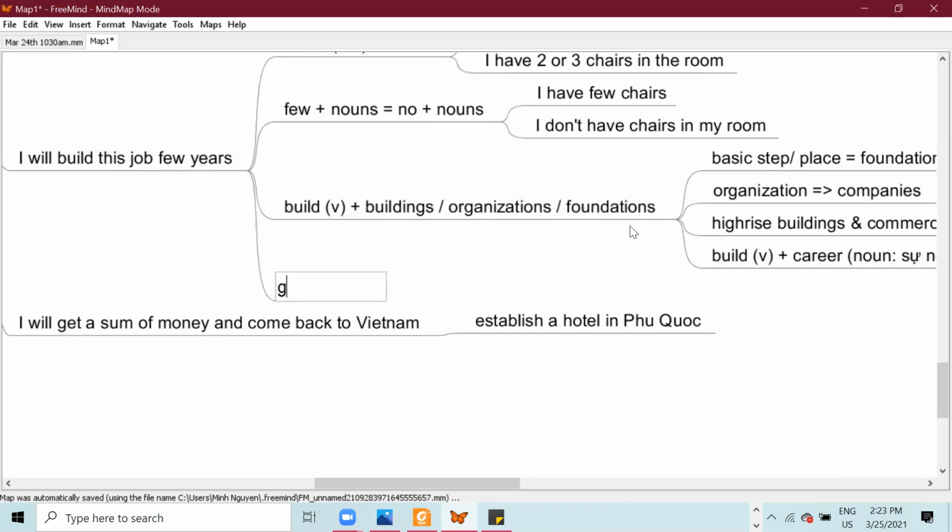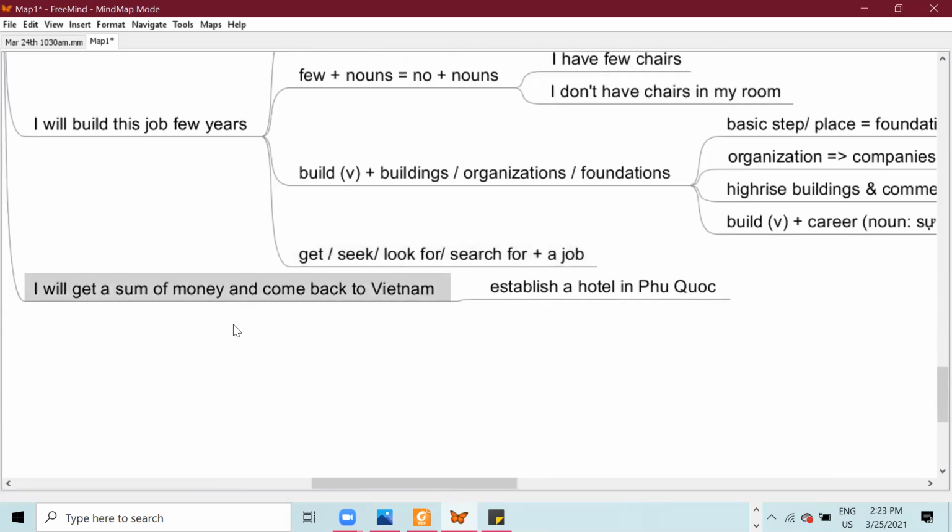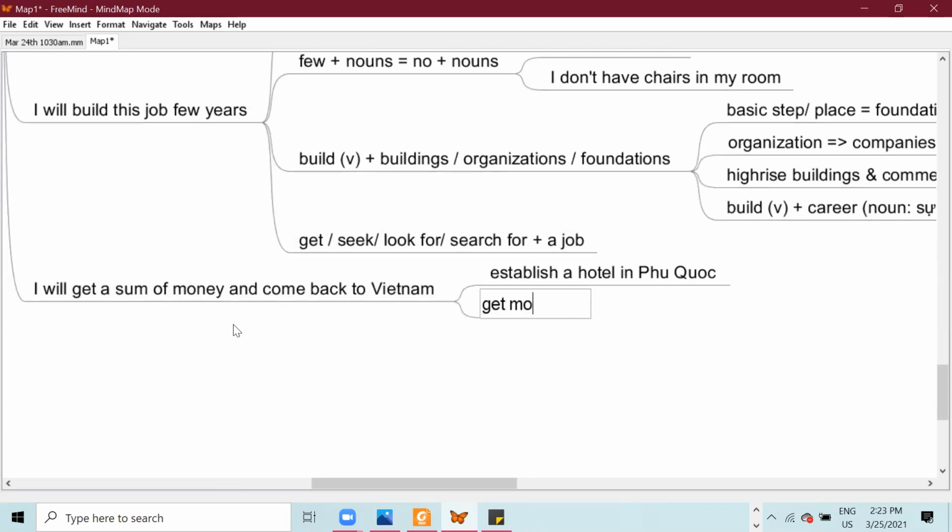But for job, you can say that I try to get a job. I try to seek a job. I try to look for a job, or I try to search for a job in English. This is the way that we speak. And we get a sum of money and come back to Vietnam and return to Vietnam. Very good. Or you can use the word get money. Oh no, upgrade it, please. Okay, you can say that I will get my earnings. Earnings, the same as the word income.